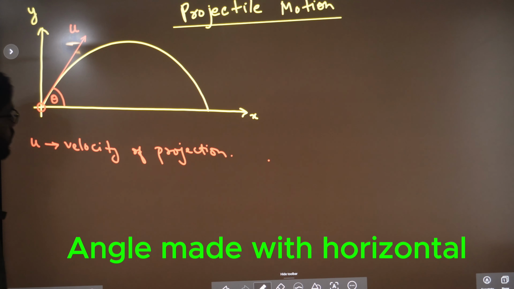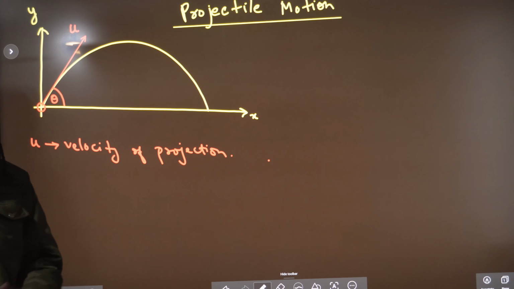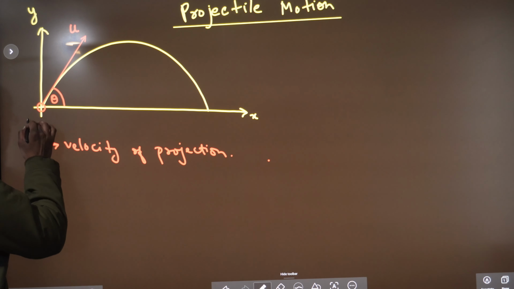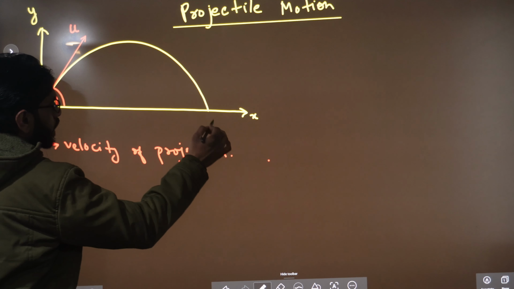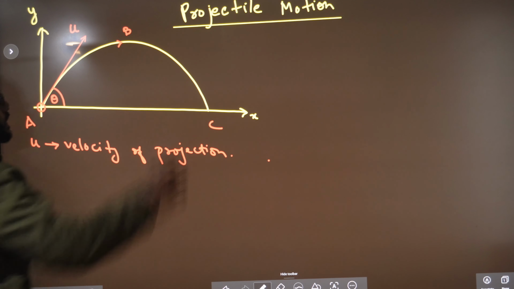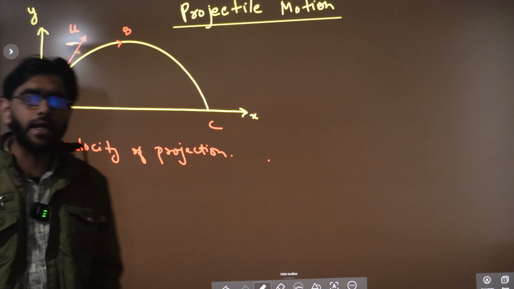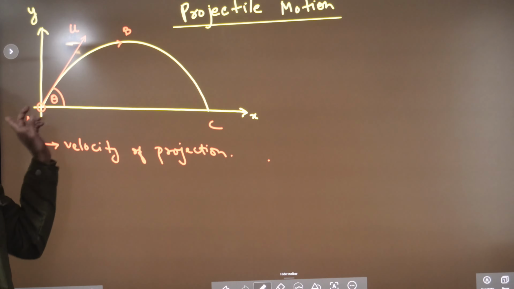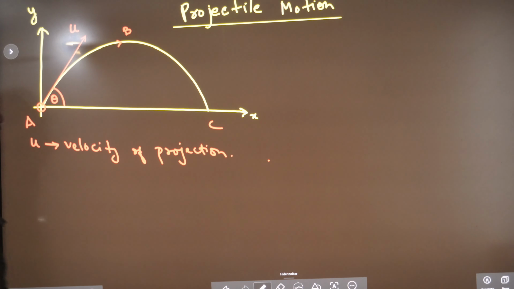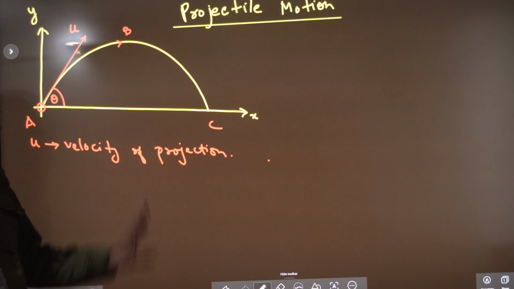Okay. So we need to find out the time of flight. What is the time of flight? Time of flight is the time it takes to go from A to C via B. This topmost point is B. How much time will it take to go from A to C? Okay, so this is known as time of flight.